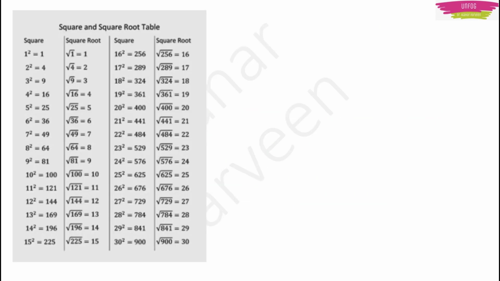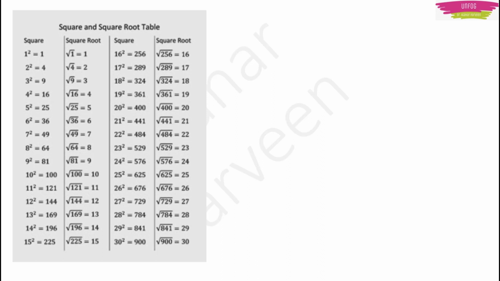Now let's talk about square and square root table. This squares means how many times you multiply? 2 times, right? You multiply 1 2 times, it will be 1. You multiply 2 2 times, it will be 4. You multiply 3 2 times, it will be 9. You multiply 13 2 times, it will be 169. You multiply 15 2 times, it will be 225. Okay. You multiply 25 2 times, 25 into 25, it will be 625.